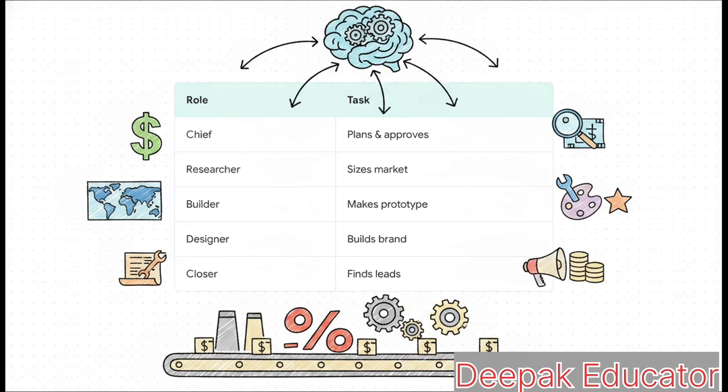The chief makes the master plan using a highly intelligent, slightly more expensive model. But then, it automatically drops down to cheaper, faster models for the junior agents who are doing the heavy lifting. You literally just give the chief one idea, and it runs this entire assembly line for you.